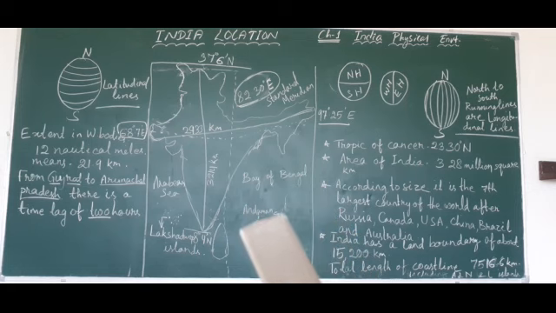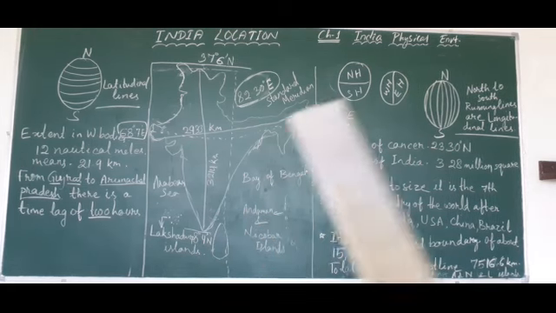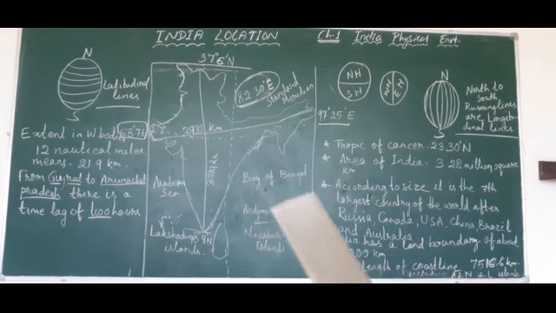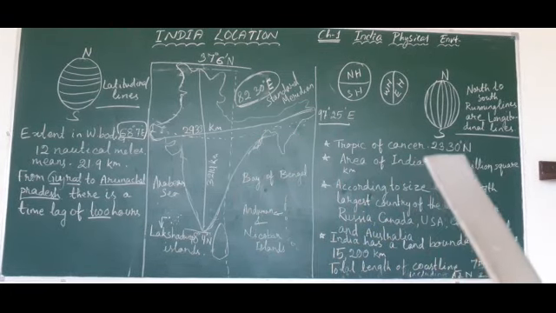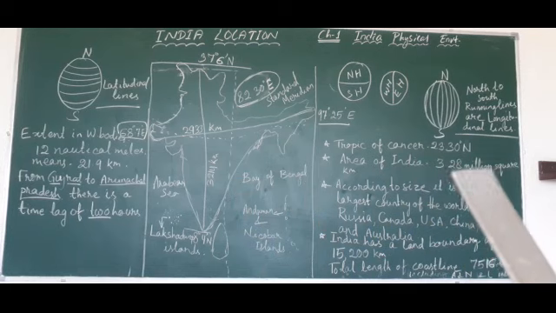Okay, and then what is the area of India according to its size? The area of India is 3.28 million square kilometer.